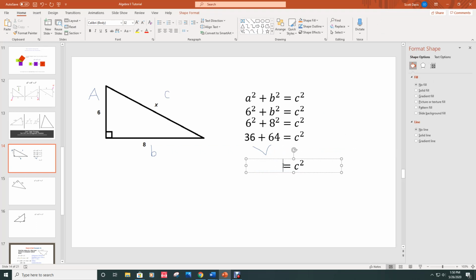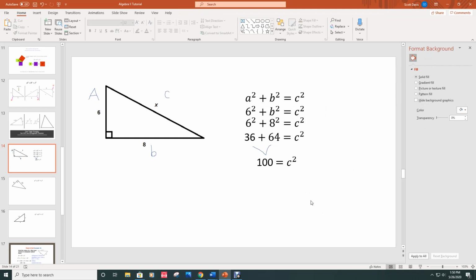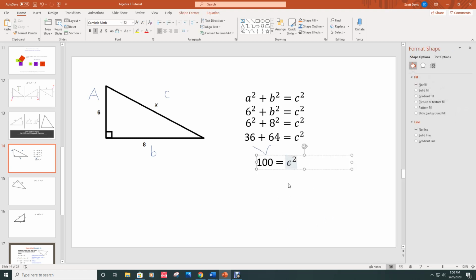And 36 plus 64 equals 100. I know I don't have my calculator up, but just so I can show, you can use a calculator, you can do it by hand, whichever one you're going to be doing. I'm not sure if you're being allotted calculator use or not. But anyway, 36 plus 64 equals 100. And then I went ahead and carried down that c squared again.